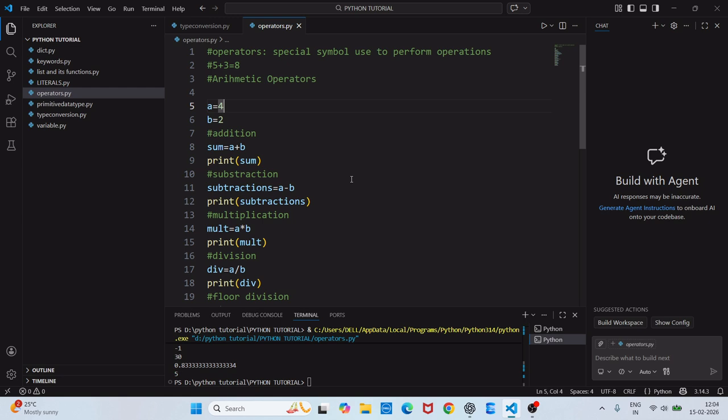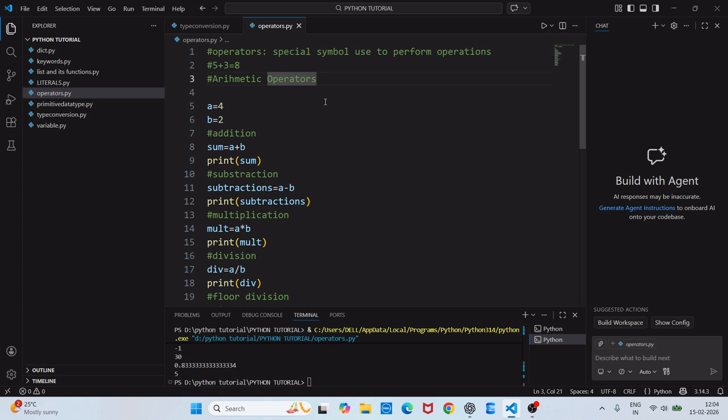Operators are special symbols used to perform operations. For example, 5 plus 3 equals 8. What operation is being performed here? Addition. That means two numbers are added, giving the result 8. This is the operation, and the special symbol here is plus.